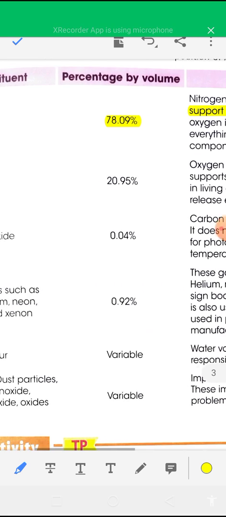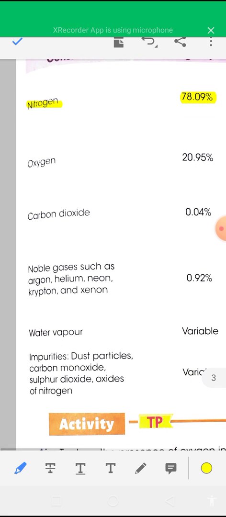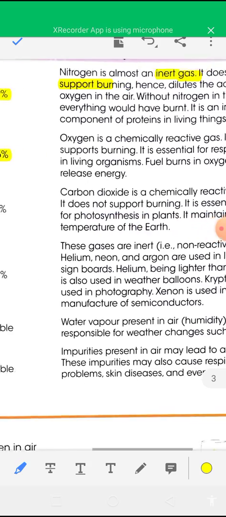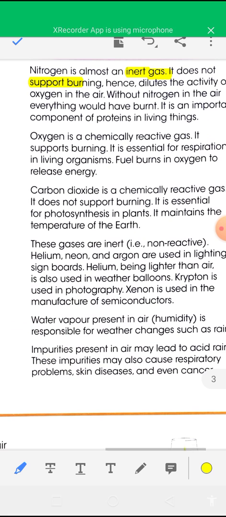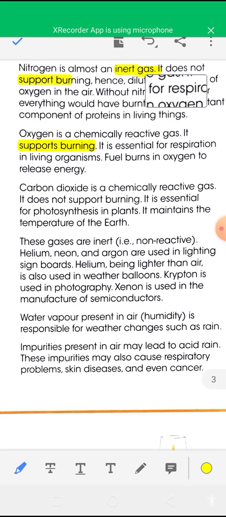The second component is oxygen. Oxygen is present in air at 20.95%. Oxygen is a chemically reactive gas. It supports burning, and it is essential for respiration in living organisms, and fuel burns in oxygen to release energy.